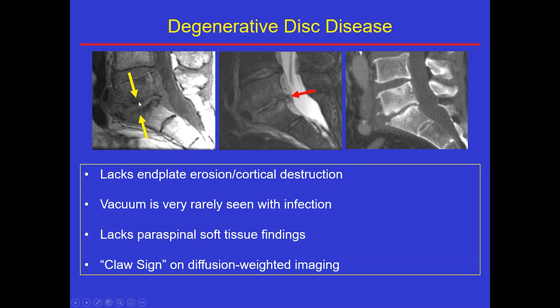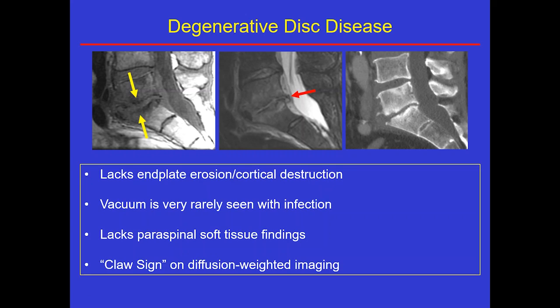You can see in this case the end plate is not overtly destroyed. In this case on the CT, again, you can see the end plate is intact. The vacuum in the disc space is very rarely seen with infection, so you can see some locules of nitrogen gas here in the disc space. So very rarely do we see vacuum phenomenon in an infected disc space.